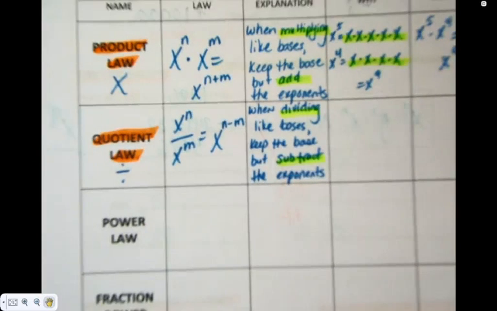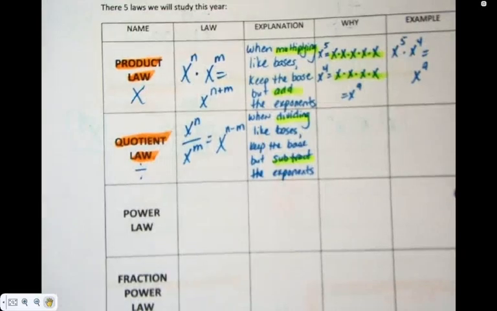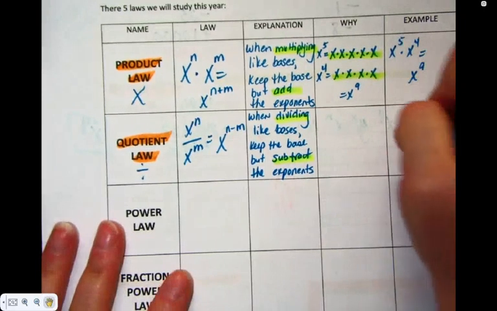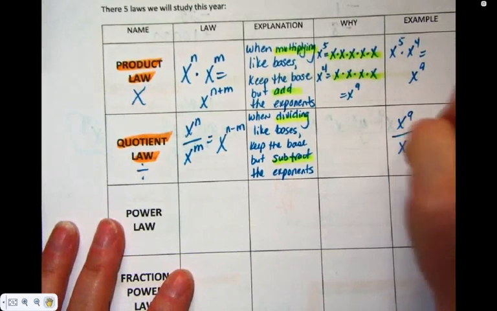When dividing like bases, keep the base, but subtract the exponents. Going to the example first, then we'll do the why. Let's do x to the 9 divided by x to the 3.